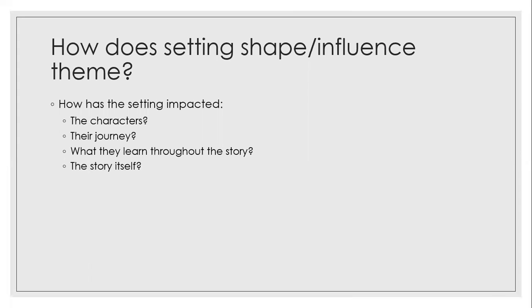So you want to think, how has this setting impacted the characters or their journey? What have the characters learned throughout the story through this setting? And how has the setting impacted the story itself? With theme, we're thinking about how we get to that message, and that could be through a character's journey, what they've learned, or the story itself. And the setting is just one more part of that process of finding a theme.